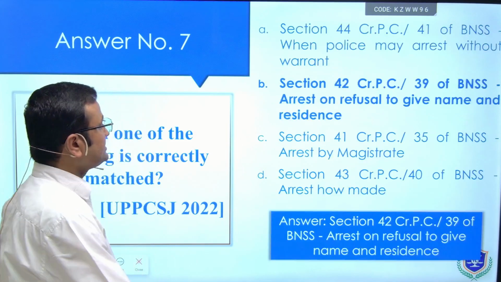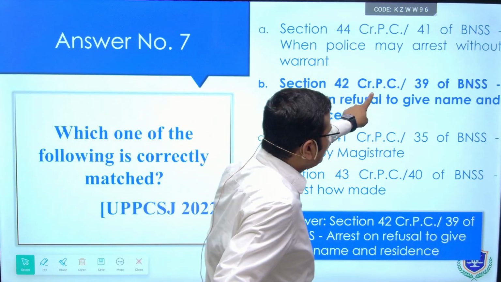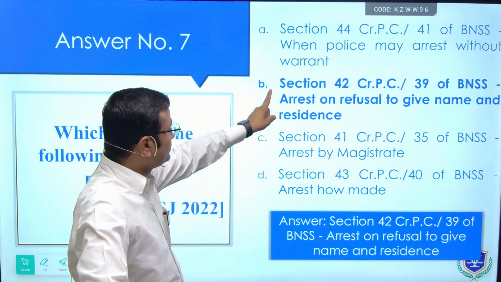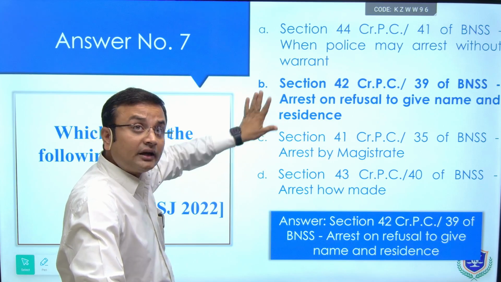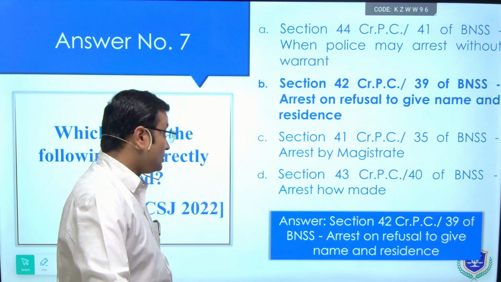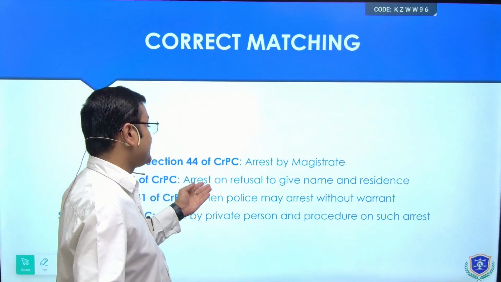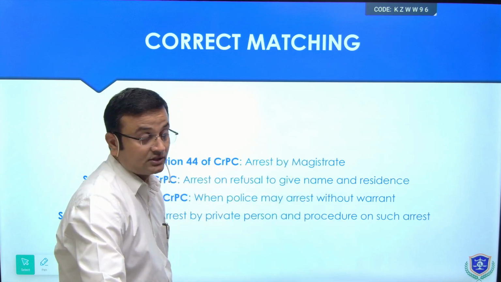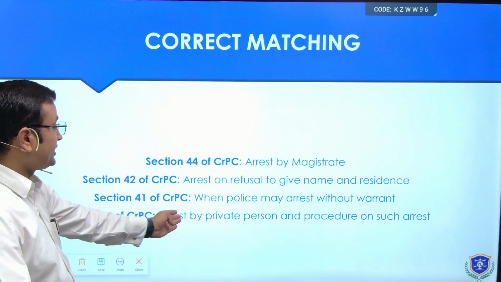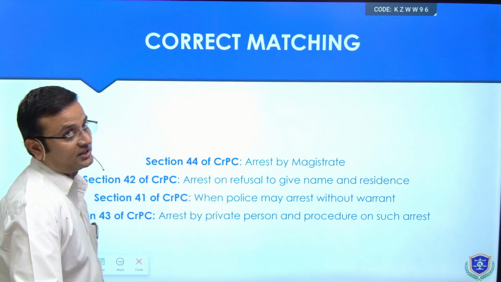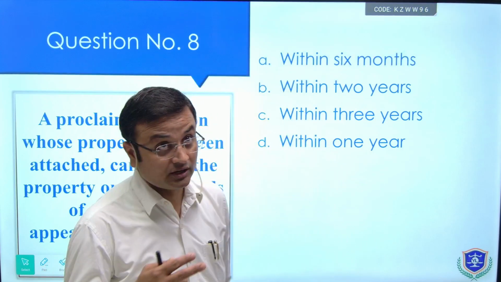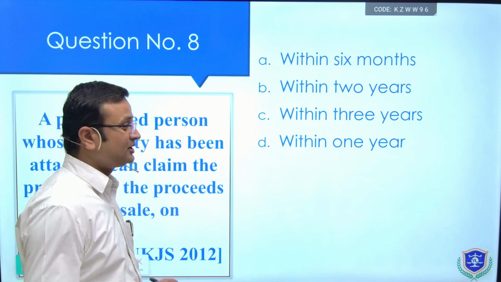Now see the answer. The answer is that 42 does not provide arrest on refusal to give name or residence. So option B is the correct option because this is not correctly matched. Now see what it provides for. Section 42 provides arrest on refusal to give name and residence. Section 41 is when police officer may arrest without warrant. Section 43 is arrest by private person and procedure on such arrest. So that is the justification. Again, these are simply section and heading based questions which have been asked in your Judicial Services Examination.